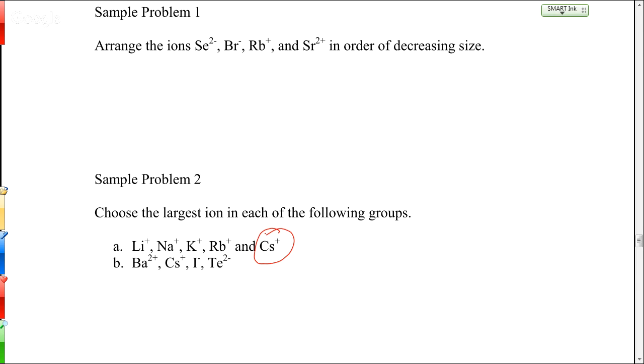And what about the second group? Barium, cesium, iodide, and telluride ions. Yeah, it's got to be the same thing. So this is another example of isoelectronic ions: you're going to pick the one with the largest negative charge.